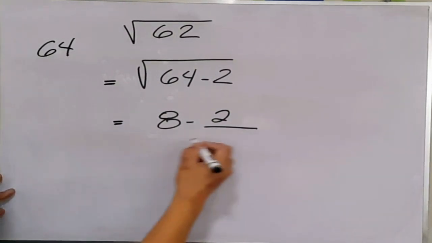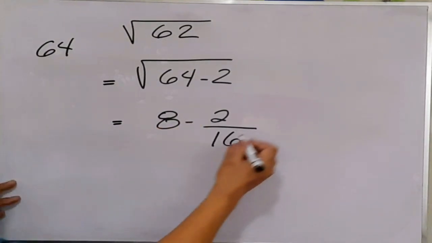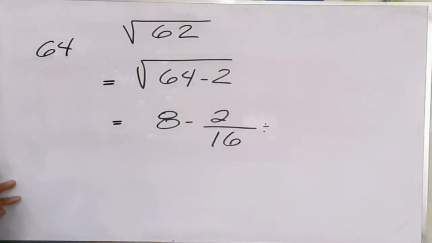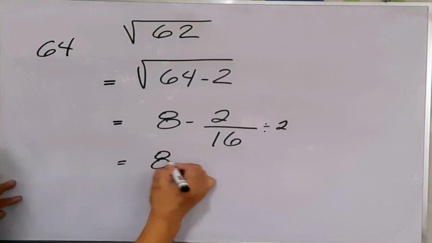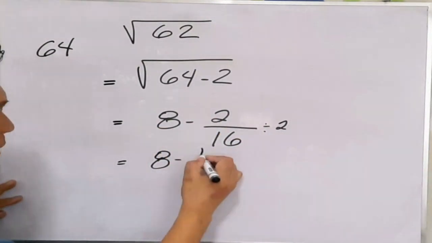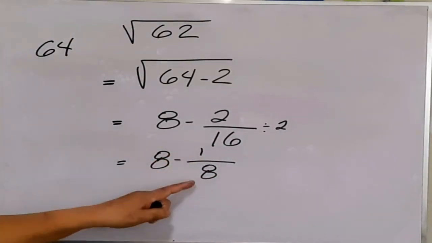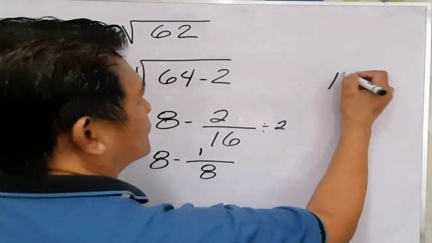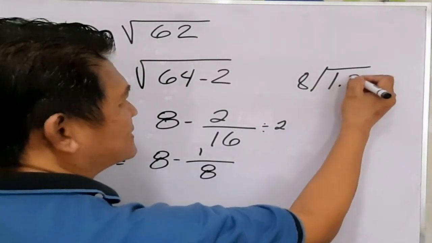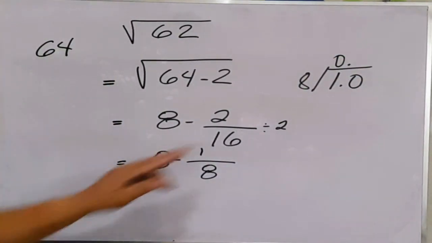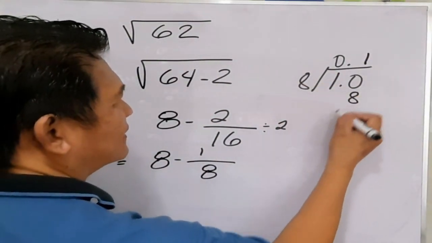Double your 8. 8 times 2 is 16. And 2 over 16 can be reduced into a simpler form by dividing both the numerator and denominator by 2. That is 8 minus 2 divided by 2 is 1, and 16 divided by 2 is 8. If you're going to simplify this, 1 divided by 8 cannot be done, so we add 0. 10 divided by 8 is 1. 1 times 8 is 8.